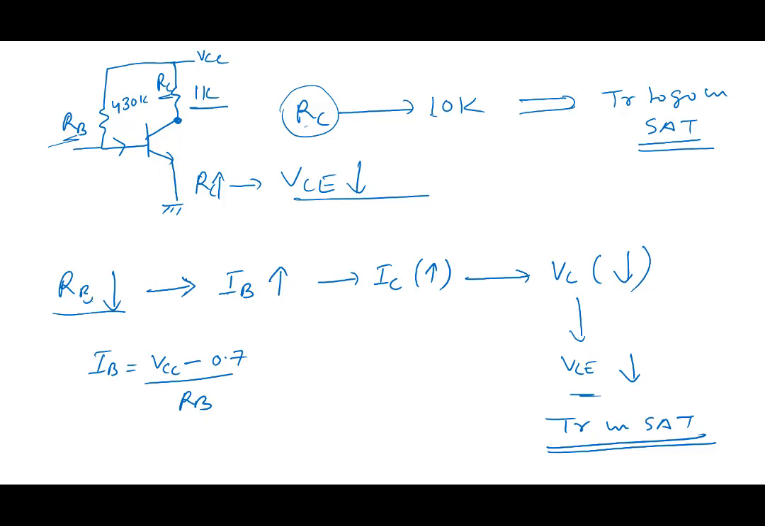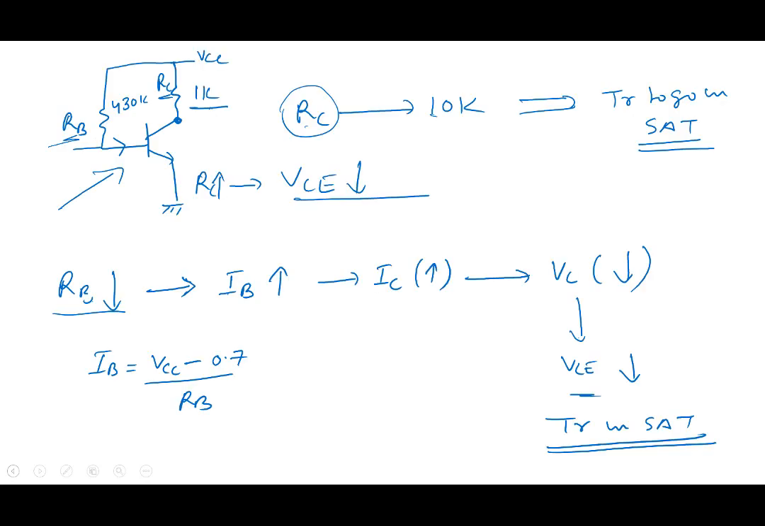So a circuit like this may work in forward active. But if the values of RC and RB have not been chosen properly, it may go into saturation also. All right, both can happen. Forward active or saturation, both can happen. Okay, so that's something. And we know now how to check.